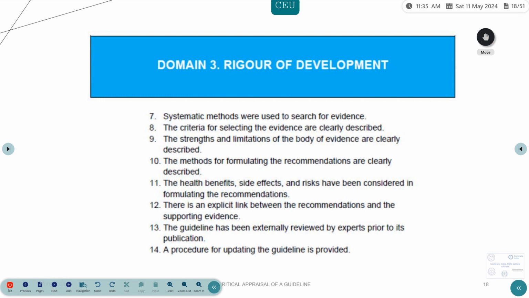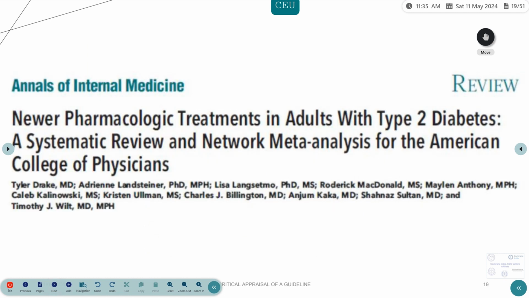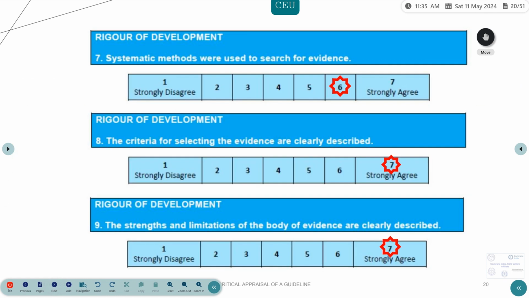So the third domain is rigor of development. There are a lot of questions about this. I think the rigor of development depends on this article which we appraised 2 weeks ago. Dr. Thomas had done it, and based on this, these guidelines have been made. So I will not go into the appraisal of this again. I will just answer the question straight.